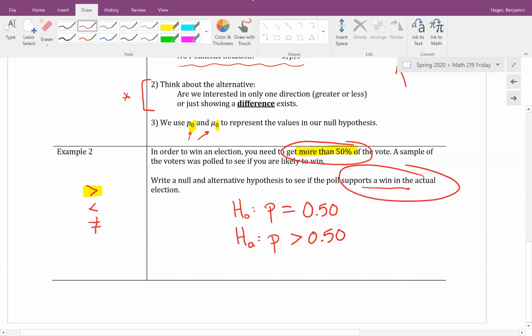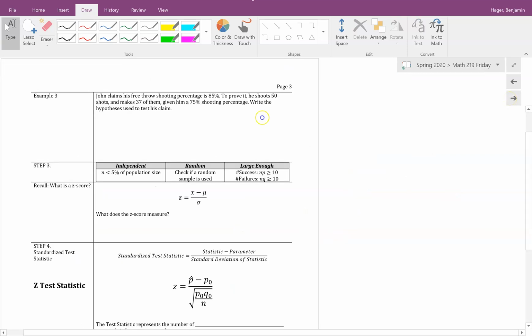Okay. So we are going to then gather evidence and find a p-value and so on. But basically, at the end of the day, we're going to say the evidence suggests that we can reject this and go with this, and we win. Or there's not enough evidence to reject this, and so therefore we just stick with the status quo, and we would not go with the alternative. All right? Okay. Let's try the next example.